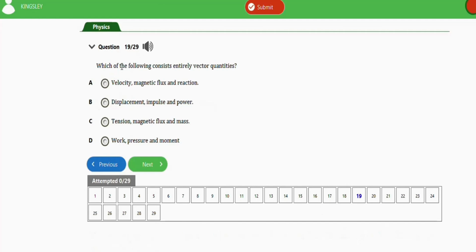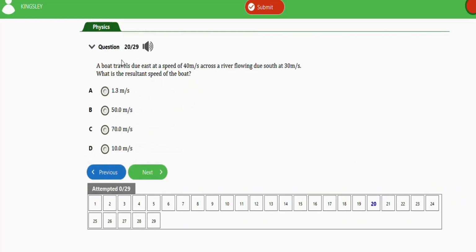It says, which of the following consists entirely of vector quantities? We have velocity, magnetic flux, and reaction. I think we have also answered this question. The correct option here is option A, velocity, magnetic flux, and reaction. So be taking notes of these questions. They are repeating twice. Alright, next one will be this question.